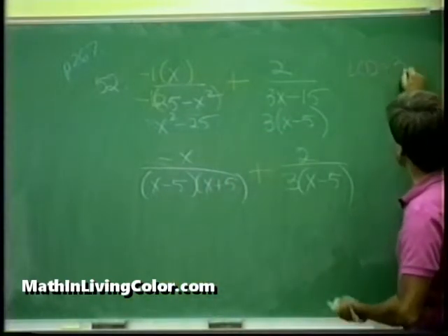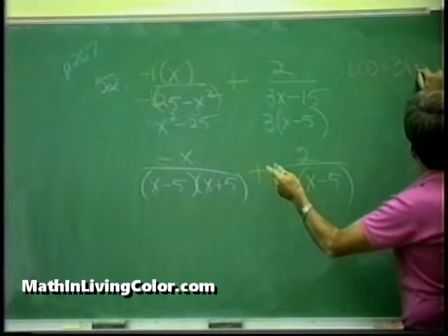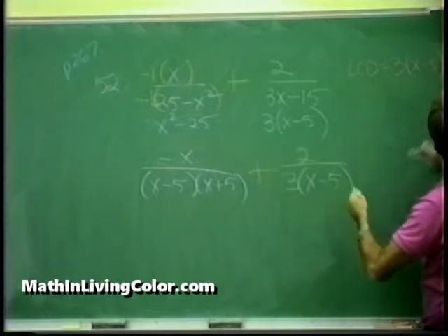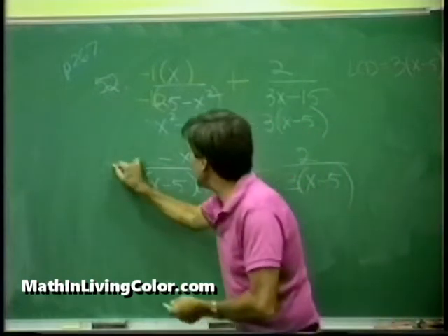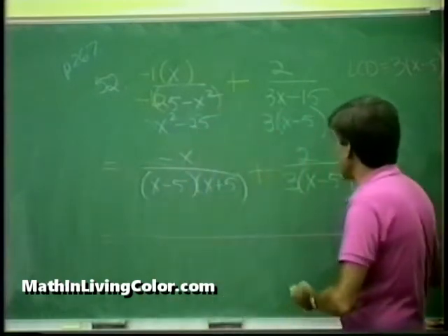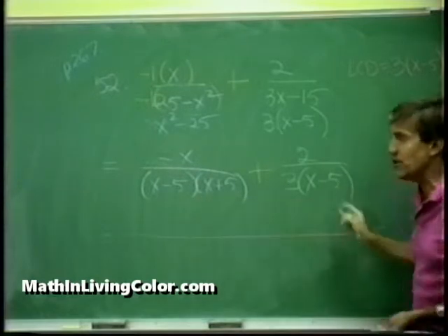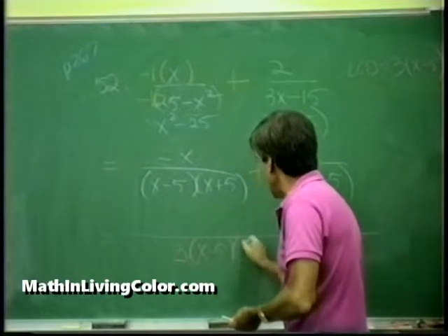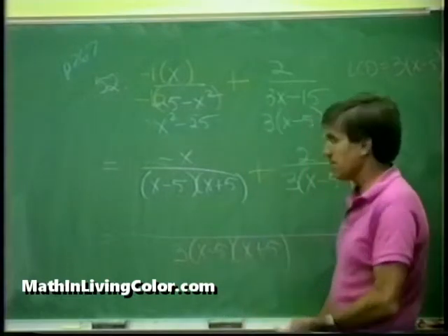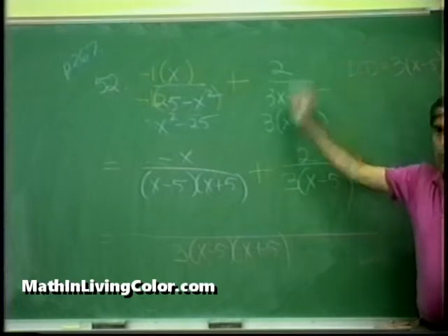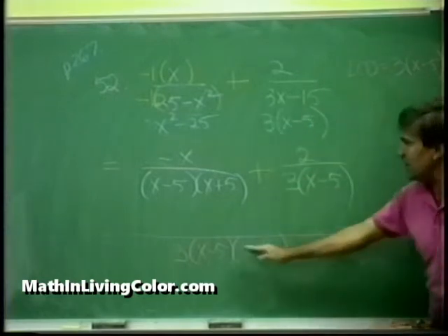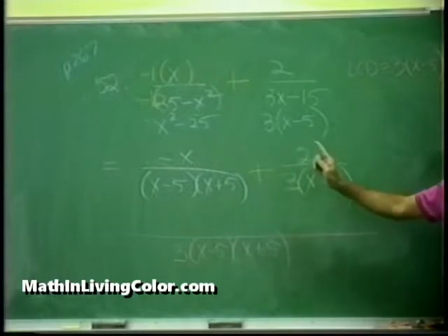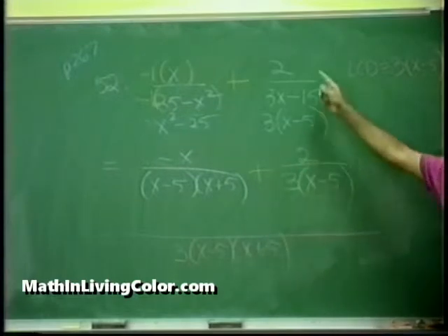LCD is going to have a 3 and an x minus 5 times x plus 5, right? Okay, so let's go ahead and put down the common denominator. Put down one fraction line with the denominator, which would be 3 times x minus 5, x plus 5. Okay? So that completes step 1. Find the common denominator and put down the common denominator. And you're all set. Except for step 2, which is to play that what's missing game.